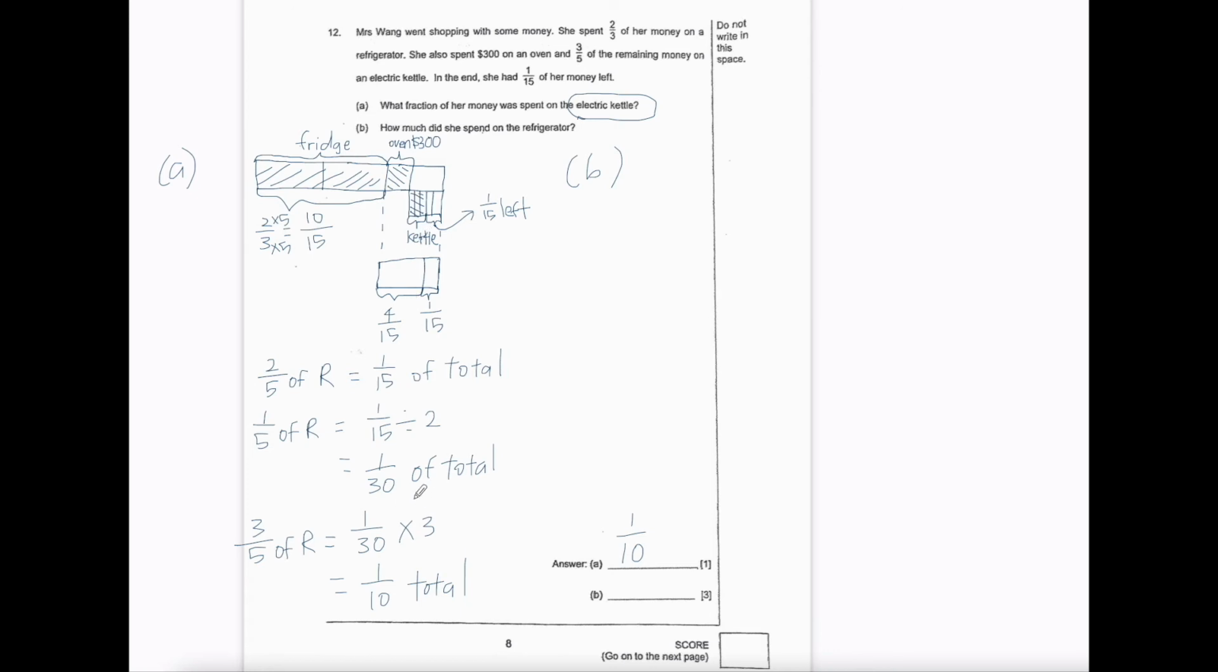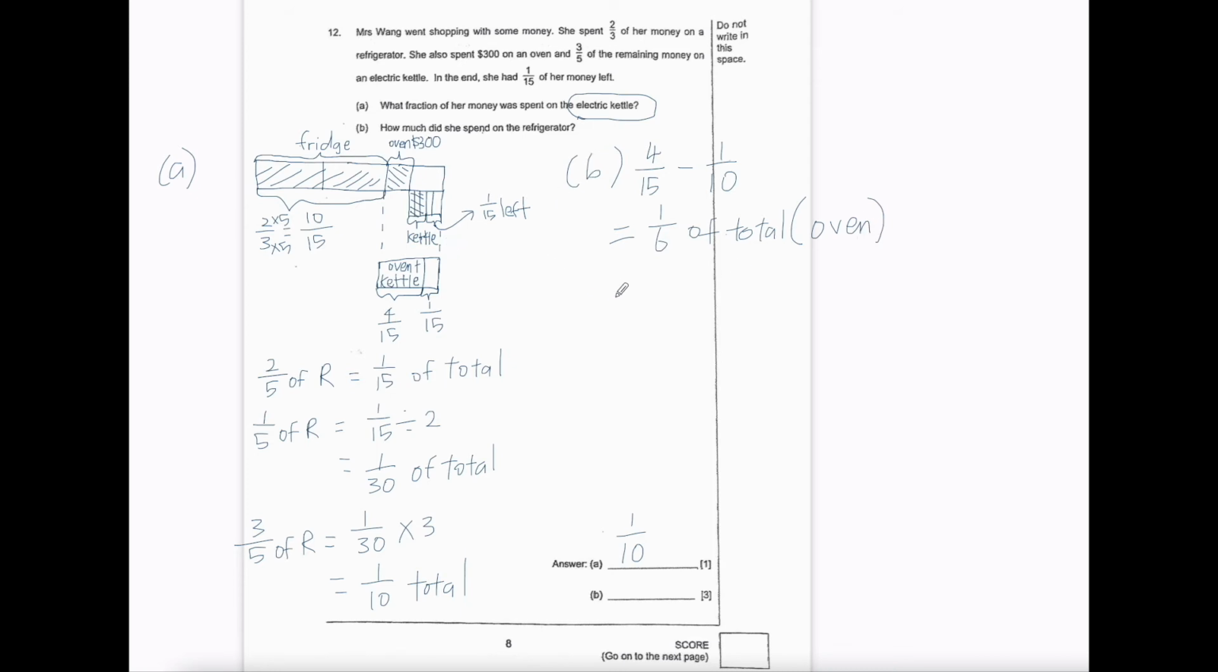4/15 of total, right? Kettle is 1/10 of total. So 4/15 minus away 1/10, because this is oven plus kettle. Got it? So oven and kettle makes up 4/15. Kettle, we already found that it is 1/10. So we take 4/15 minus 1/10. We will get our answer 1/6. Okay? Of total. So 1/6 of total is just my oven.